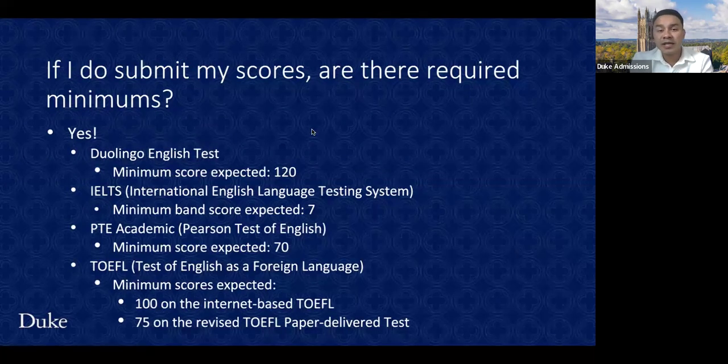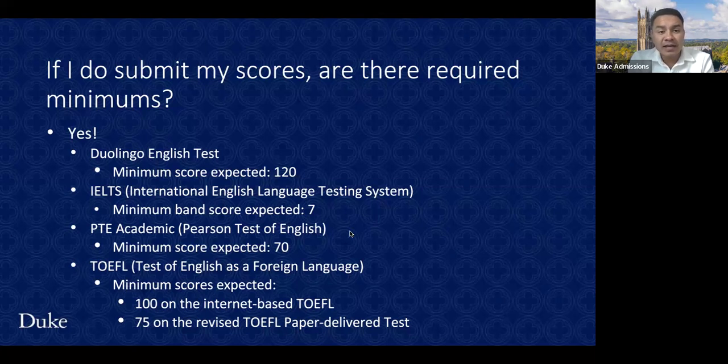And if you end up taking one of those tests, you might be wondering, are there any required minimum scores? And yes, we do. If you are that student that will end up sending us your test scores, we will expect a minimum score on either of the tests that you take. Listed here for the Duolingo English Test, that minimum score expected is 120. So 120 or above will be appealing in our process. If you take the IELTS, the minimum band score that we expect is a 7.